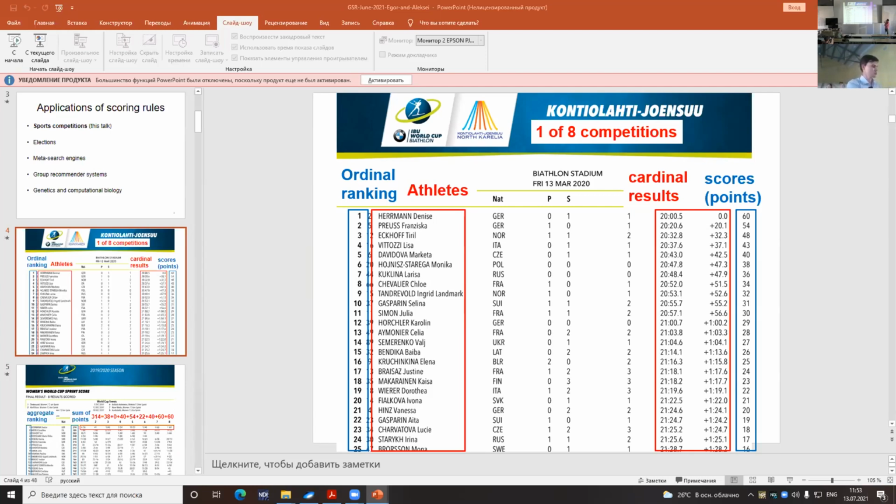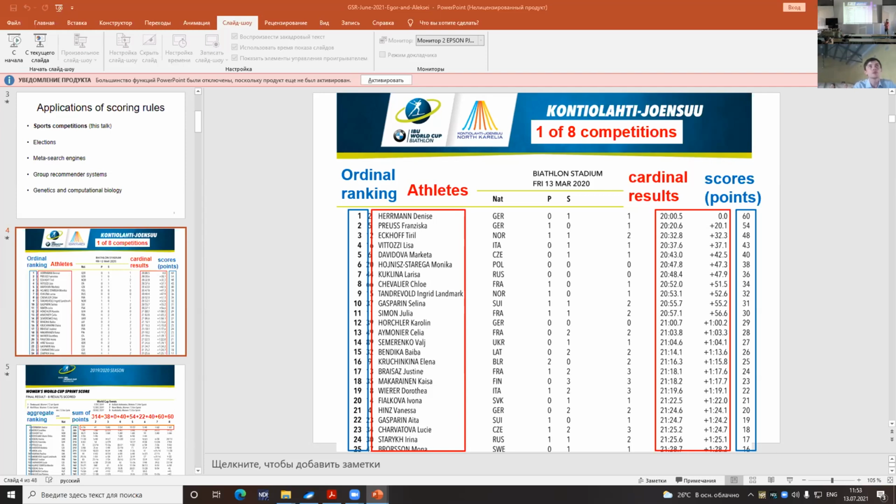And what we are interested in is the lag behind the leader. So on the right, you can see that Herman Denis has cardinal result 0 because she was the first on the finishing line. Preuss was the second with the lag 20.1 seconds. Eckhoff was the third with lag 32.3 seconds, and so on.